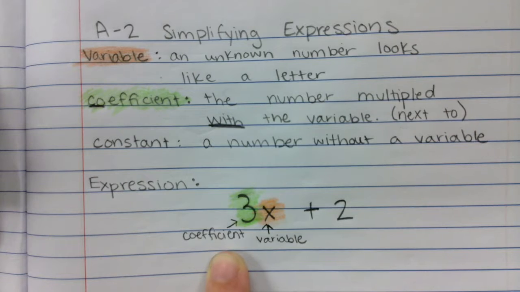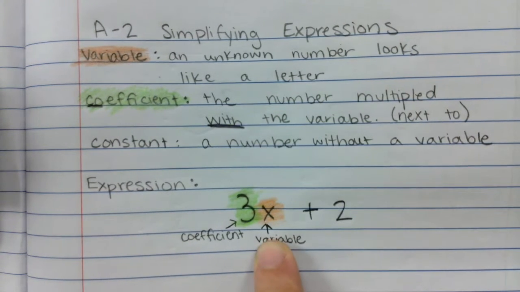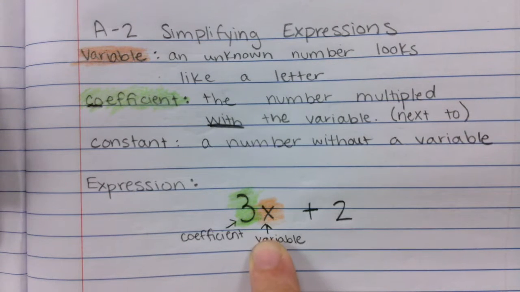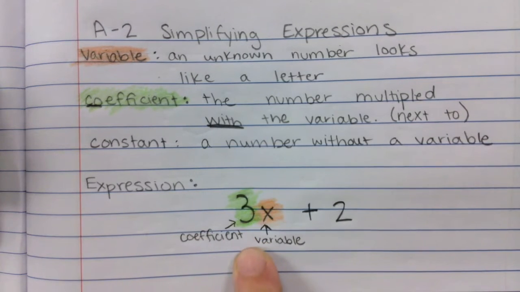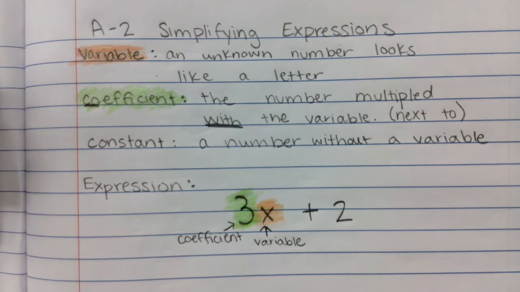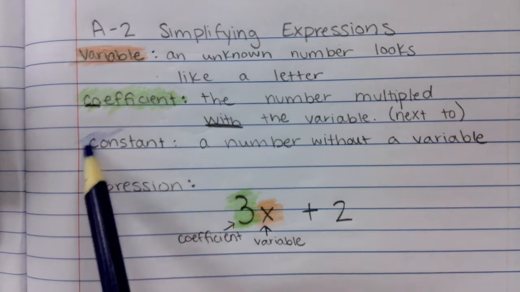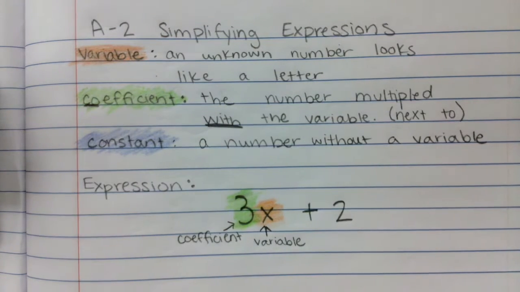Because if this variable is a 2, what does this turn into? Yeah, 3 times 2 is 6. If this x turns into a 7, does that change? 3 times 7, is that still 6? No, that'd be 21, right? Okay. What about our constant? Our constant is going to be the number that doesn't have the variable. And in this case, it's 2. Good. Nice job, Abdiaziz.